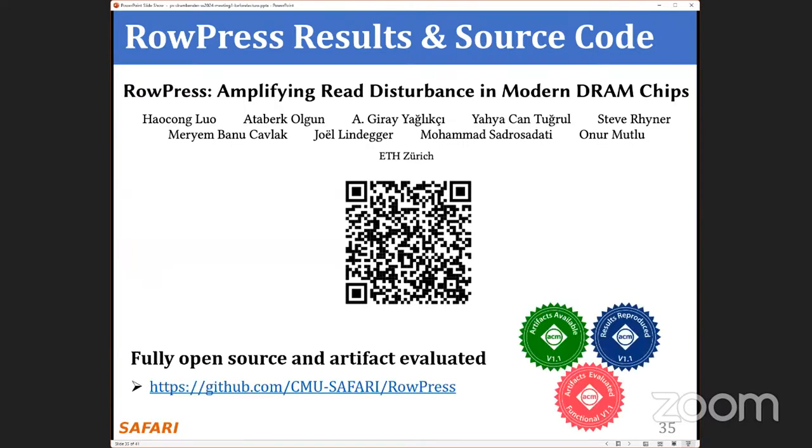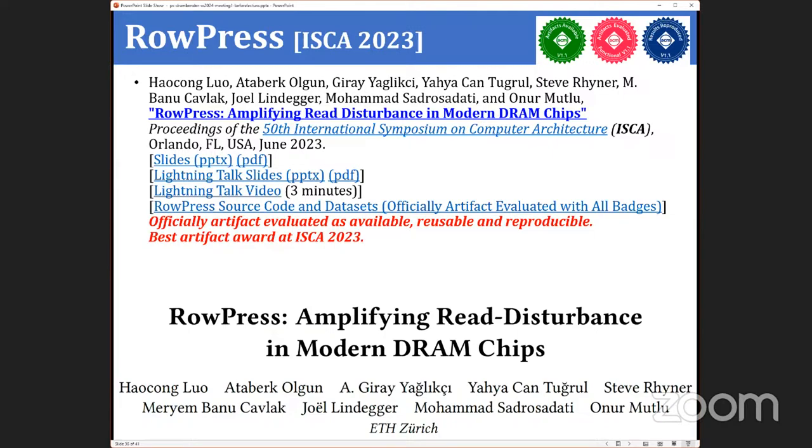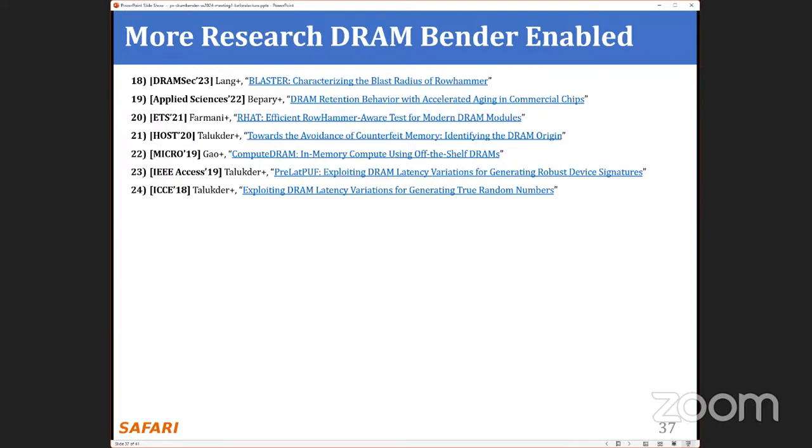We also open source the source code of the DRAM vendor program we use to characterize RowPress, as well as the real system demonstration code that can induce bit flips while RowHammer cannot on a real DDR4 based system, even with the target row refresh already implemented in the DRAM chips. These are all open source and fully artifact evaluated on GitHub. We also won the Best Artifact Award at ISCA 2023. Here are more research works based on or enabled by DRAM vendor from other groups. If you're interested, you can also take a look.